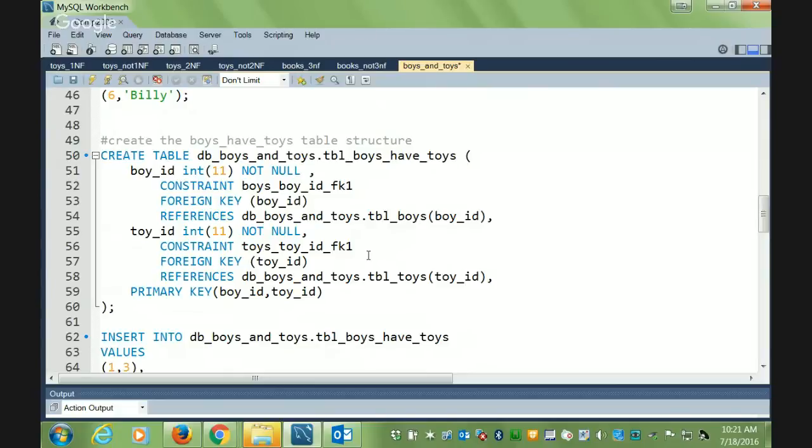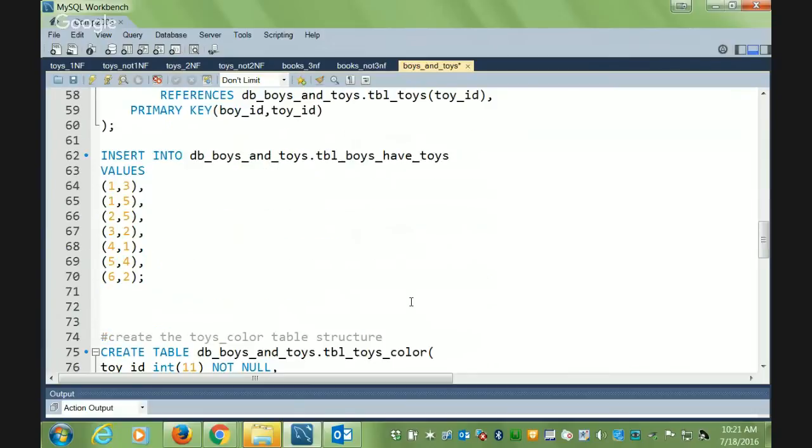So if you look at this table, and again, the table will not make any sense to you, but this is saying boy number 1 has toy number 3. Boy number 1 has toy number 2. 2 has 5, 3 has 2, 4 has 1, 5 has 4, 6 has 2. So as such, the table doesn't make sense. Now we will start making sense, right?